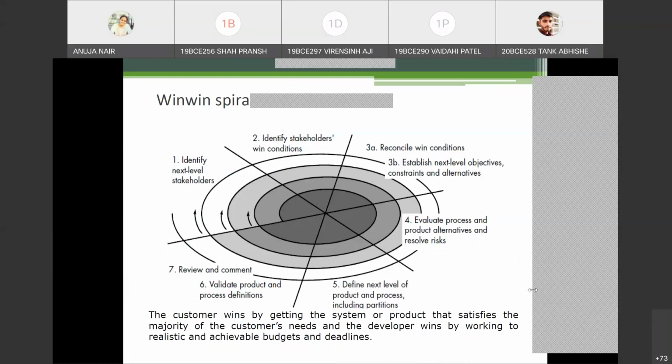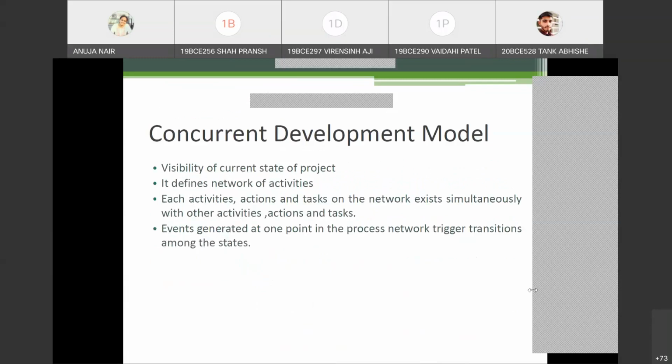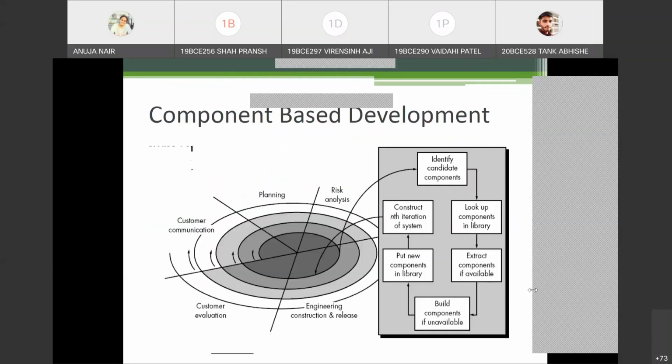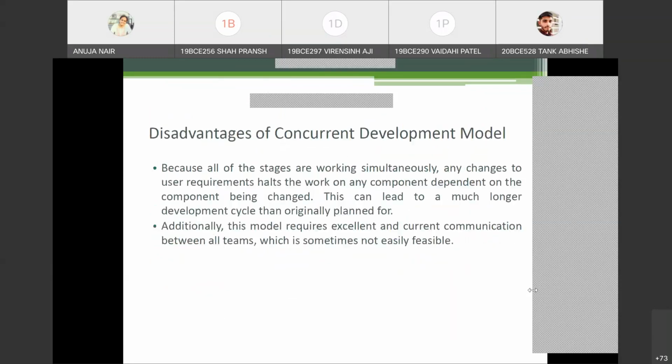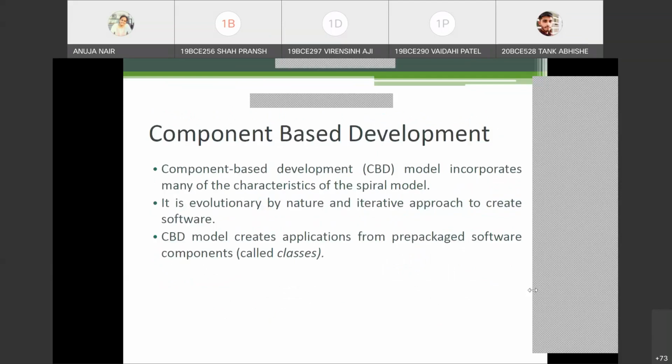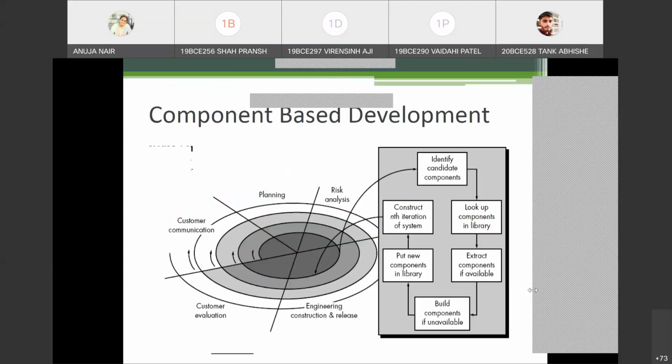Okay. Now, this concurrent development and component based, I have already talked about, right? In RAD model, I had already discussed component based. I'll show you the diagram of component based. See what you are doing, here we have spiral model, component based, so you can use it in any product or project.